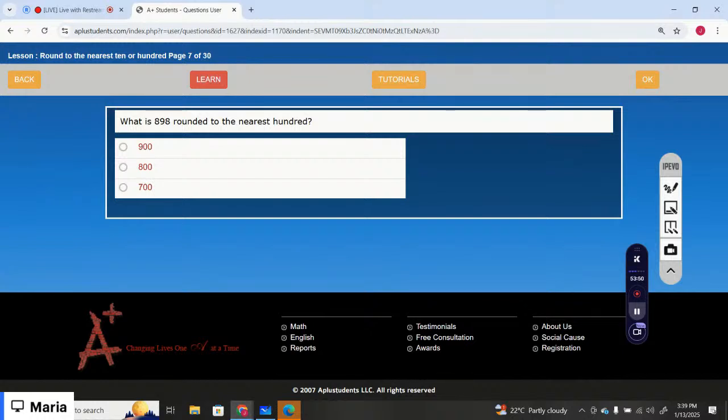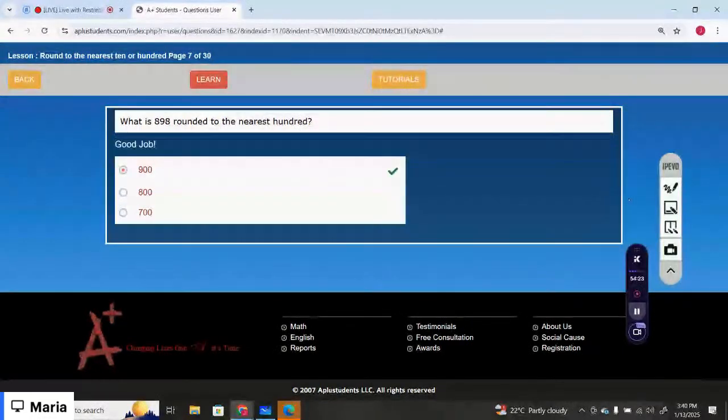What is 898 rounded to the nearest hundred? So, which is the correct option? That is 898 is rounded to 900. The correct option is 900. Okay, you can complete the lesson by yourself later today.